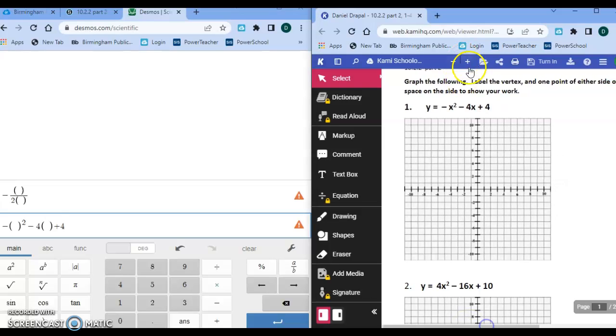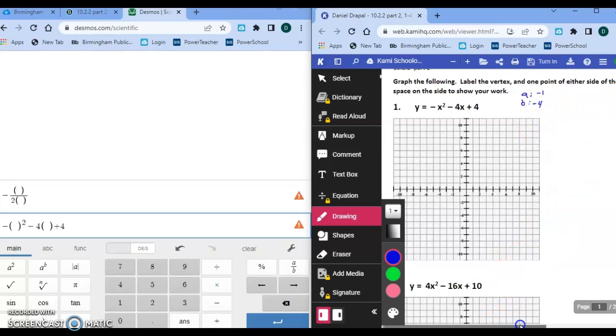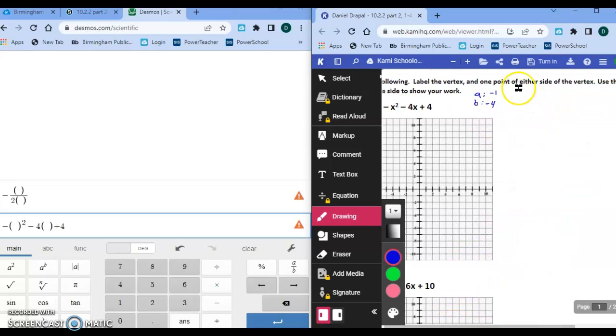Okay, so we're going to graph this. Excuse me. The first thing we need to find is our vertex. So I identify a and b as my first step, and in this one, my a is negative 1, and my b is negative 4. That's going to give me the x value of the vertex. So now what I need to do is my negative b over 2a and see what that gives me.